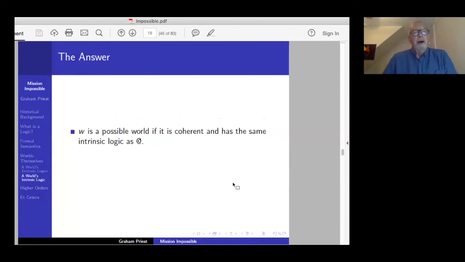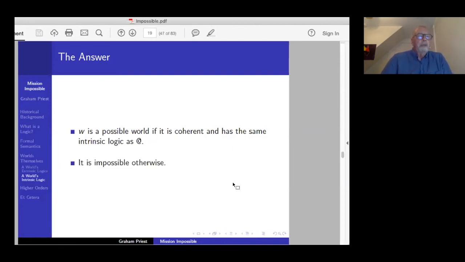So with all that background, finally, the answer. W is a possible world if it's, first of all, coherent, and it has the same intrinsic logic as the actual world. So I've now explained what the intrinsic logic of the actual world is, and a world is going to be possible if it too is coherent, and moreover, it has the same intrinsic logic. So remember the definition of physical possibility. A world is physically possible if it has the same physical laws as the actual world. Well, this is now the analog, but in terms of logic. But we had to work to get the logic of the actual world out.